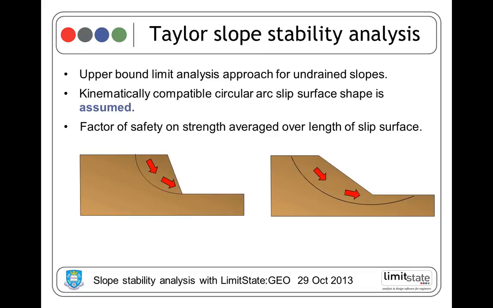We can use slip circle methods, which work quite nicely, particularly for undrained soils. Here, the circular slip surface shape is kinematically compatible, and it is possible, using an energy equation, to determine the factor of safety on strength averaged over the length of the slip surface. However, the slip circle is not necessarily optimal, and in some cases you need a translational component to that slip circle to get the actual optimal mechanism.